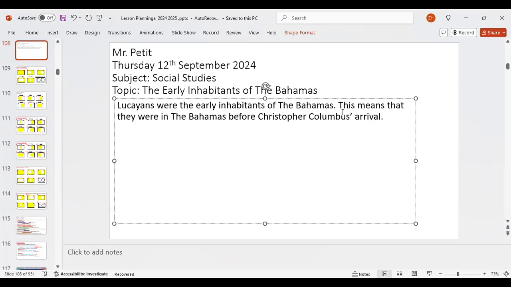Now, who did they descend from, according to the history books? The Lucayans were descendants of who? Arawaks. Very good. So the Lucayans were descendants of the Arawaks, who migrated from where, according to the history books? South America. Yes, who migrated from South America.